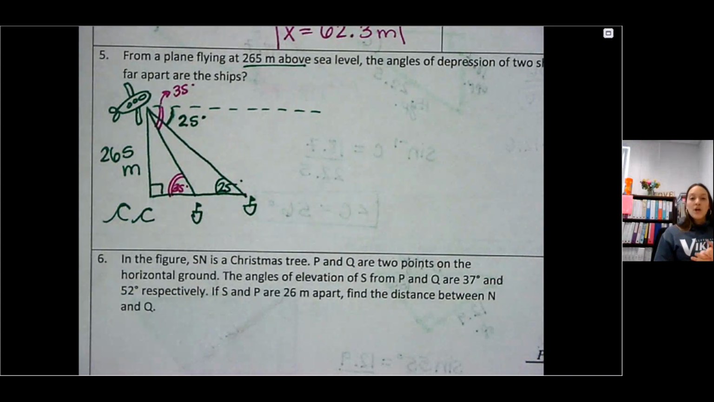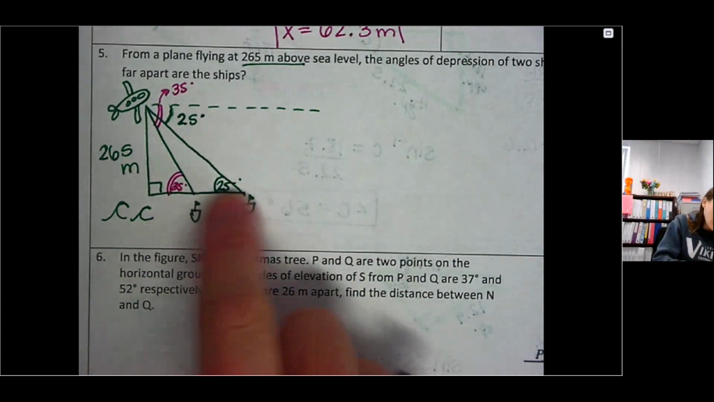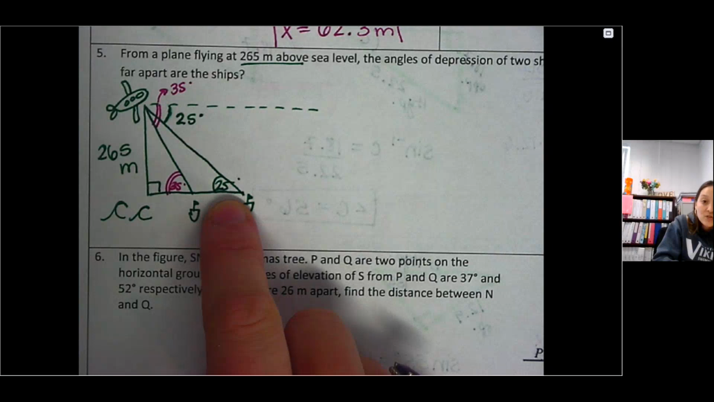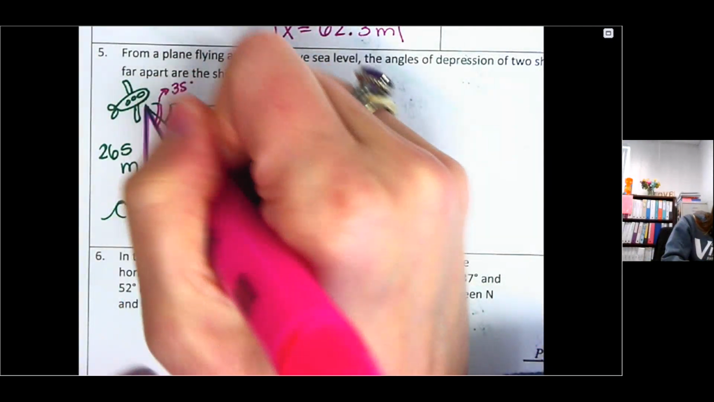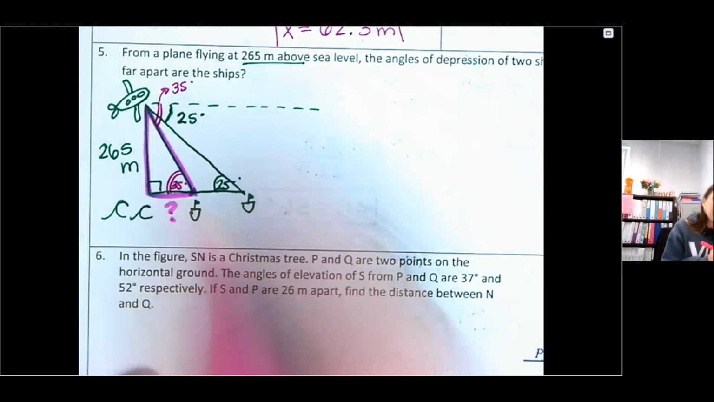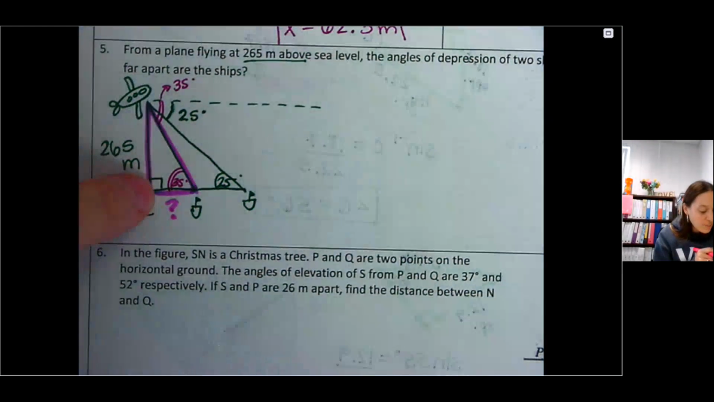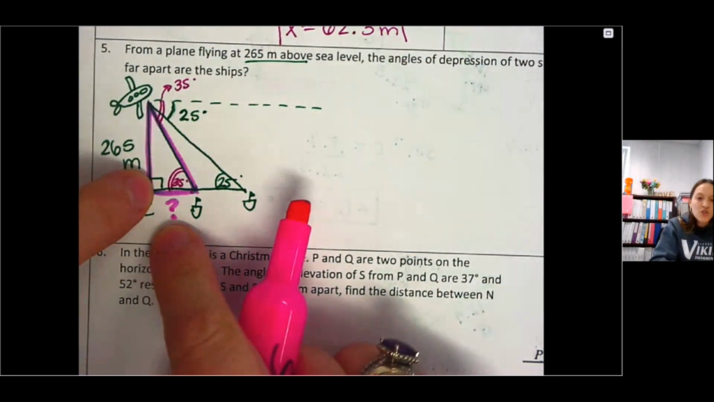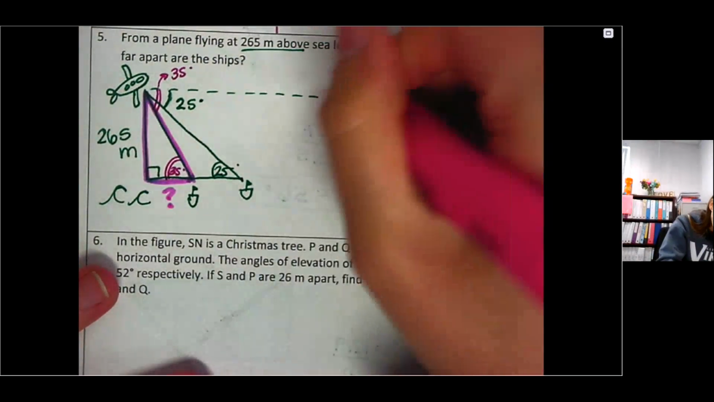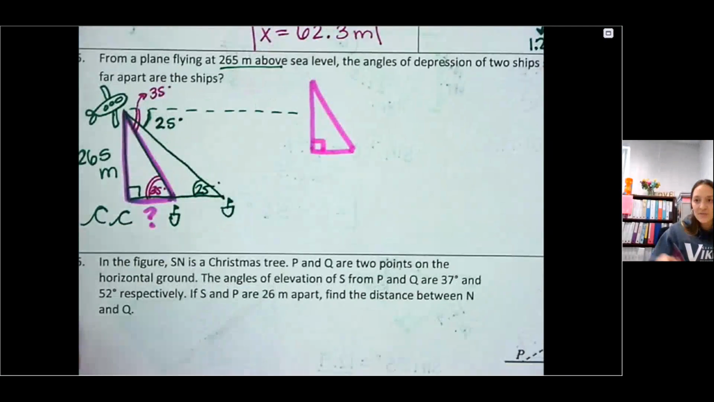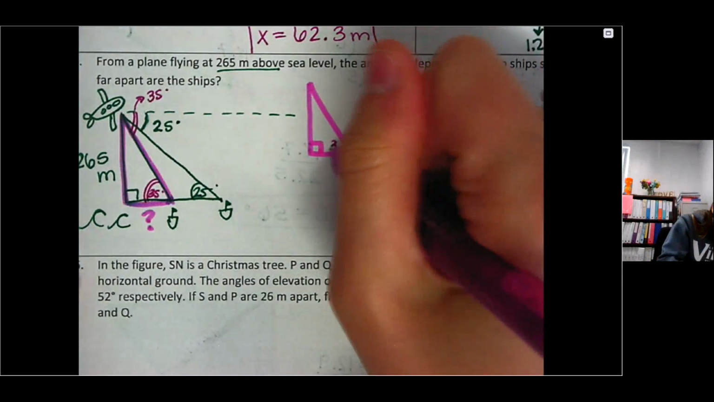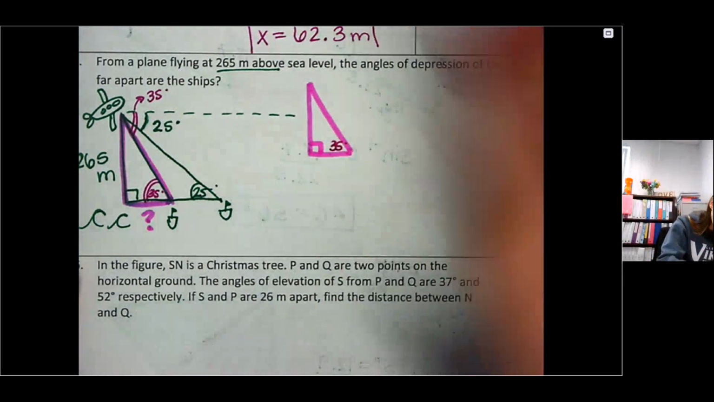So I want to know what the distance is between these two ships. So I need to figure out what this space is right here between these two. So what I'm going to do is look at these as two separate triangles. I'm going to look at just the triangle over here on the left, and I'm just going to figure out the distance at the bottom from where the plane is to the ship. I'm just going to start with that one. So I'm going to draw my first triangle off over here. Notice this is kind of like the other problems we've done. We're kind of separating our triangles.